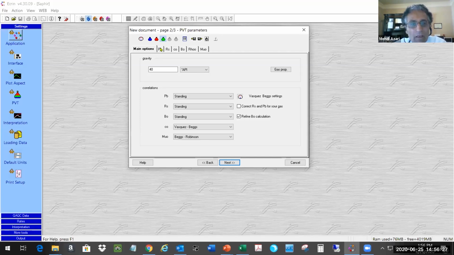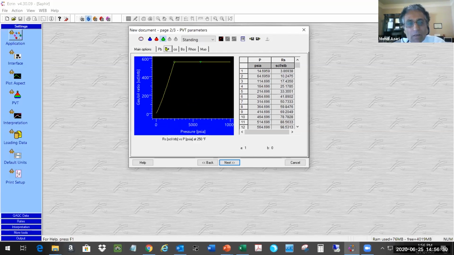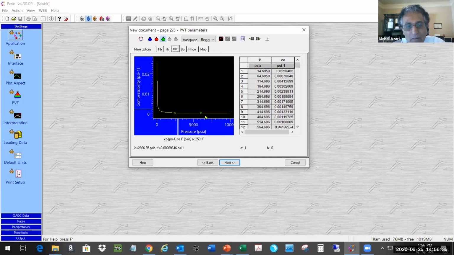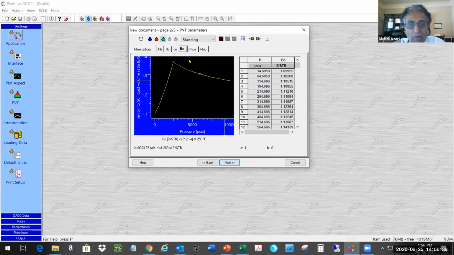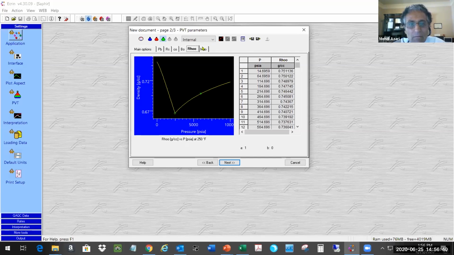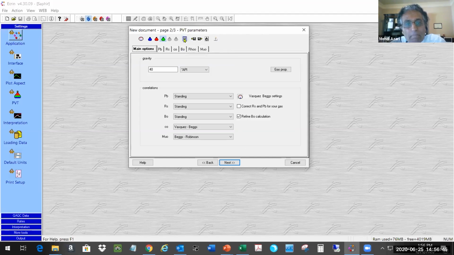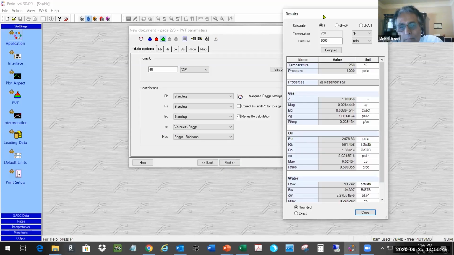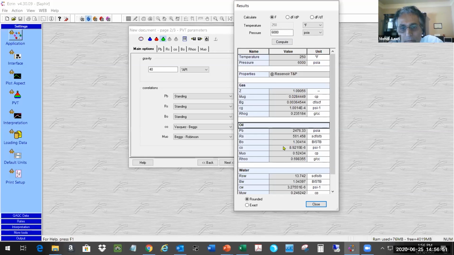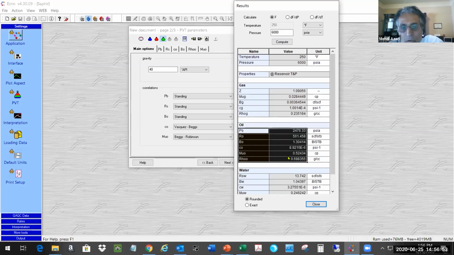So this is oil. Again, this is the bubble point of the oil. This is RS. Go to the bubble point, no gas. After that, compressibility, formation volume factor, density, viscosity, all right? Or I can just click on this guy. And now I have oil. So these are properties of the oil. Bubble point is 2476, RS is 561, BO is 1.3, CO is 8.9, mu is 0.5, and rho is that.